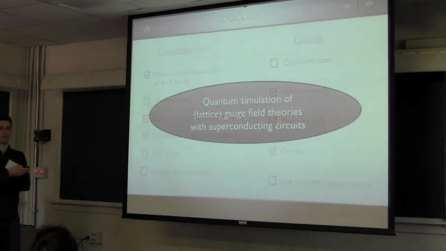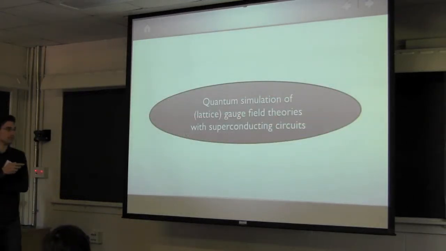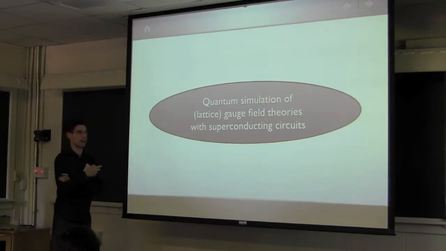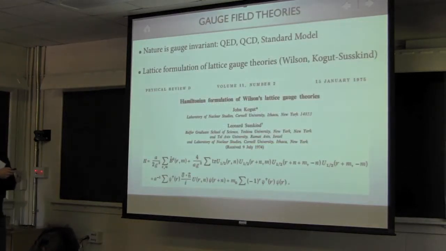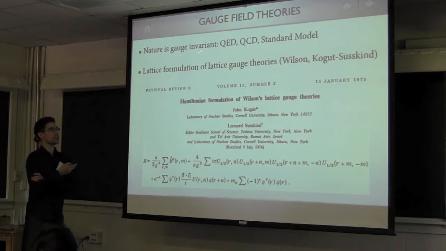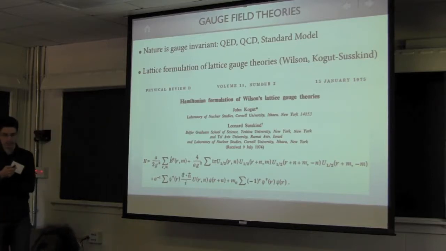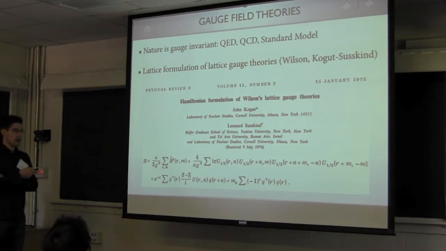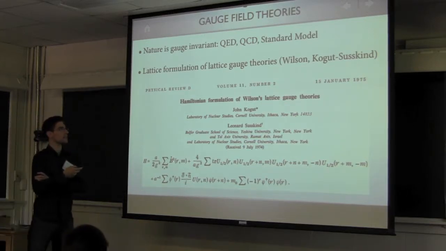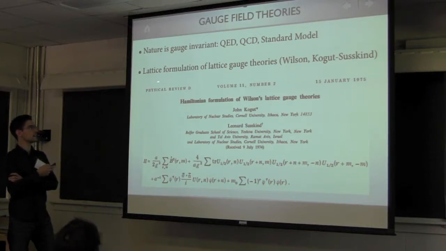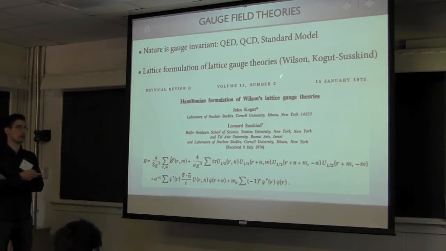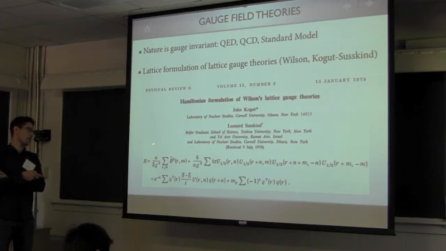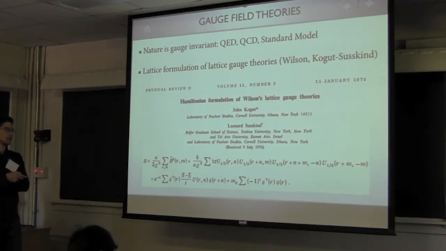Good idea. Okay, so let me switch to my second part, which is the quantum simulation of lattice gauge field theories with superconducting qubits. Gauge field theories are important because nature is gauge invariant, specifically QED, QCD, and the standard model are gauge invariant theories. In our context, what is important is that there is a lattice formulation of gauge field theories. As shown by Kogut and Susskind in the 70s, one can come up with the most general Hamiltonian on the lattice that is gauge invariant.